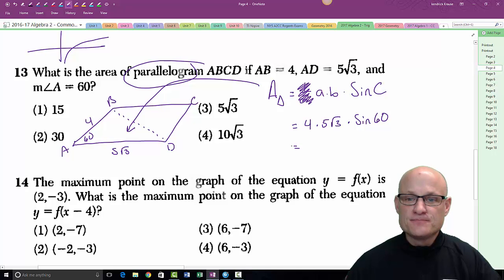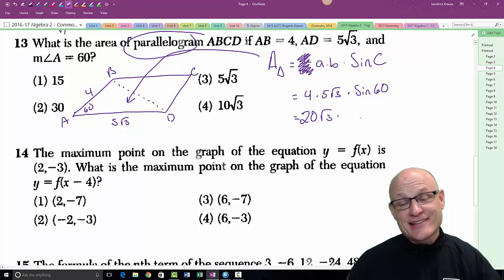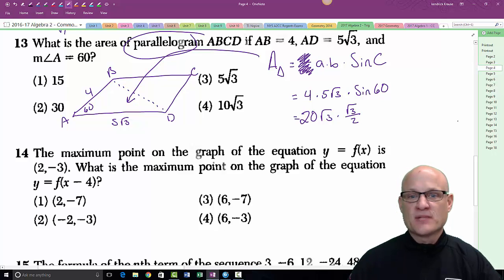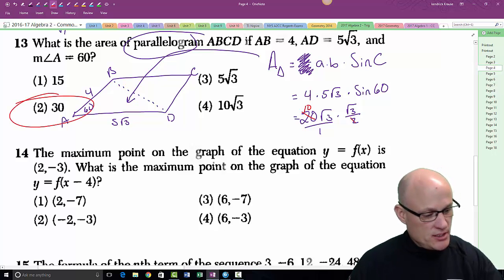20. I'm not sure if my big head's in the way. 20 square roots of 3 times, now the sine of 60, kids. Gotta know it. Gotta know it. It is the square root of 3 over 2. All right. Now, if that's being the case, let's see here. If I just put this in my calculator, it'll give me the answer, by the way. 2 goes into 20 10 times. The square root of 3 times the square root of 3 is just 3, so the answer is 30.